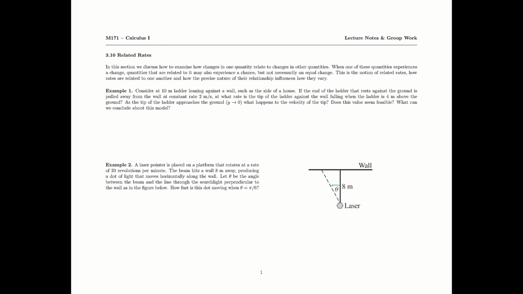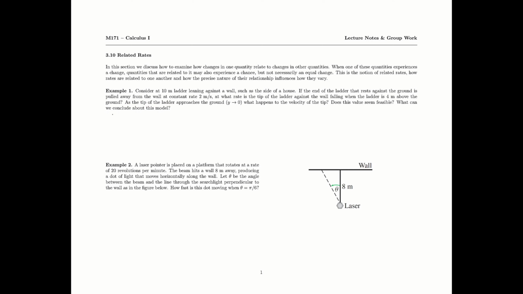So, example one, consider a 10-meter ladder leaning against a wall, such as the side of a house. If the end of the ladder that rests against the ground is pulled away from the wall at a constant rate of 2 meters per second, at what rate is the tip of the ladder against the wall falling when the ladder is 4 meters above the ground? Okay, and there's a little follow up question here, which we'll talk about at the end.